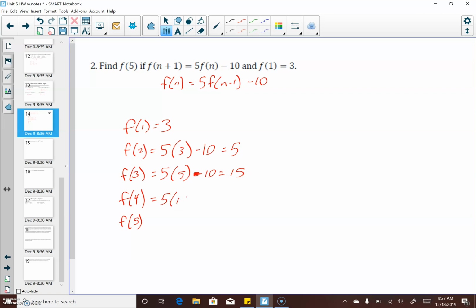So then will be 5 times 15 minus 10. Well, 5 times 15 is 75, minus 10 is 65. So then we will be 5 times 65 minus 10. Well, 5 times 65 is 325, minus 10 is 315. So the fifth term in the sequence is going to be 315.